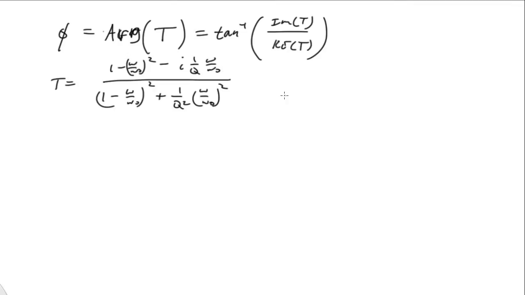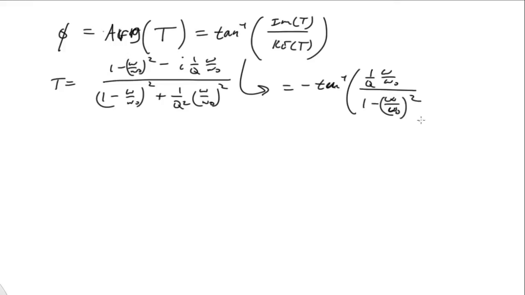omega over omega naught. And we can clearly see then that this result becomes negative inverse tangent of omega over omega naught times 1 over q, divided by 1 minus, we take the real part there, which is omega over omega naught quantity squared. All right, so this is a little bit more interesting. So again, I'm going to call that phi there.